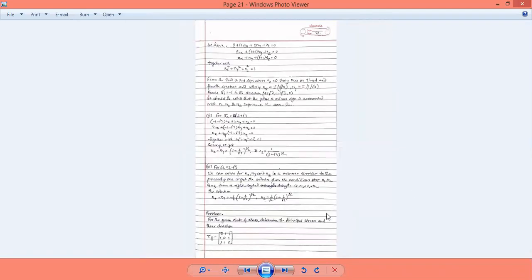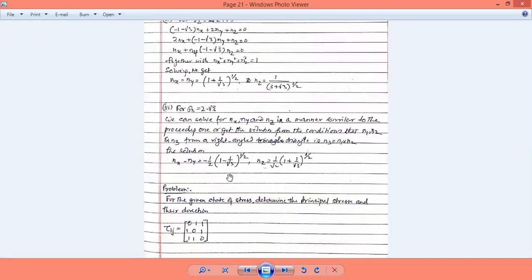Now, for sigma 3, we'll have the same value for nx, ny and nz, I mean the same process, and in a manner similar to our earlier one, sigma z and sigma y is equal to 1 by square root of 3, half 1 minus square root of 3 to the power half itself. So this is the way we are getting the direction cosines of the normal forces acting along the x, which is normal to the principal axis itself.